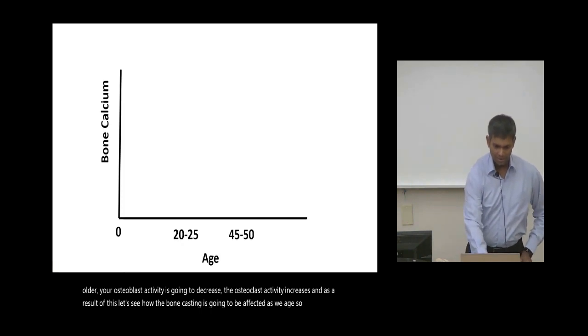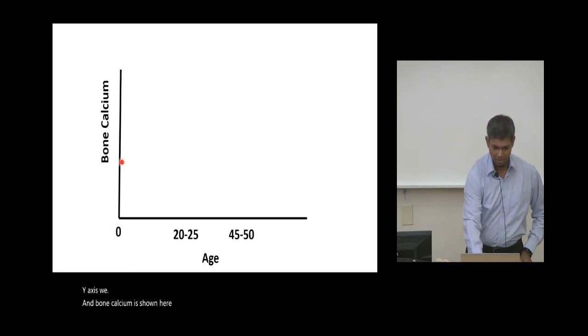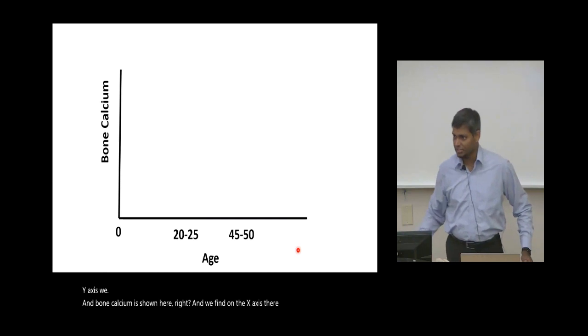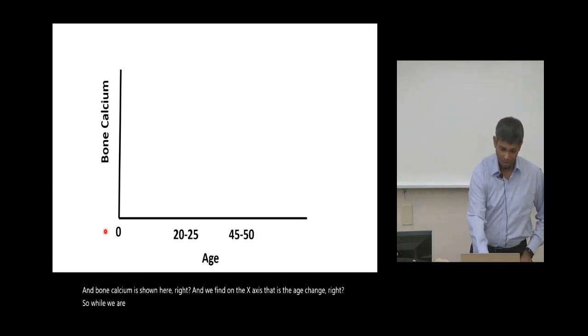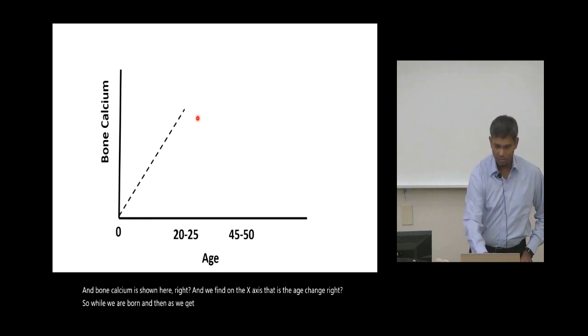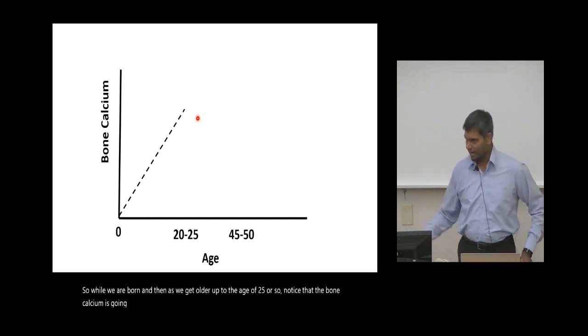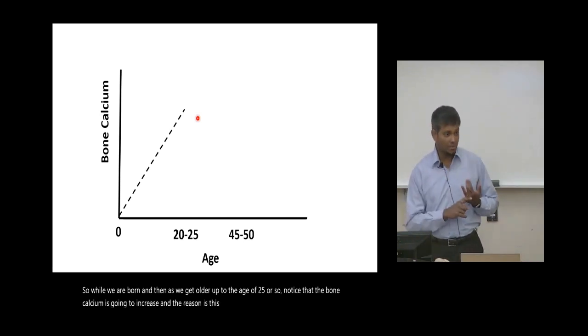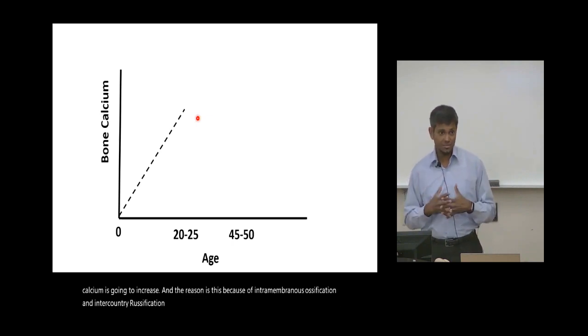On the left axis, the y-axis, bone calcium is shown, and on the x-axis there is the age change. While we are born, and then as we get older, up to the age of 25 or so, notice that the bone calcium is going to increase. The reason is intramembranous ossification and endochondral ossification. Calcium is being incorporated into the bones, and so there are increasing bone calcium levels.